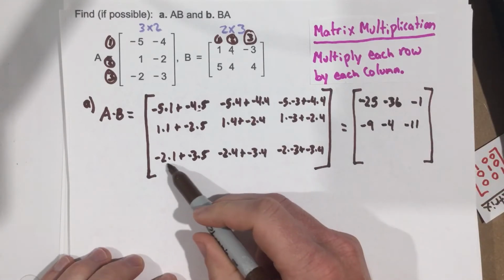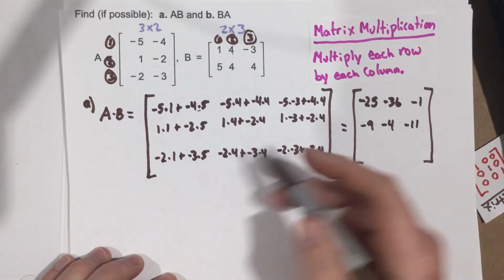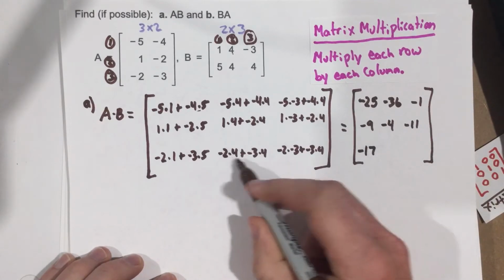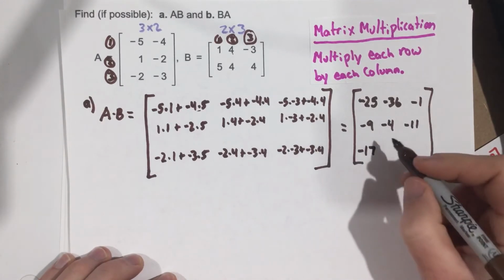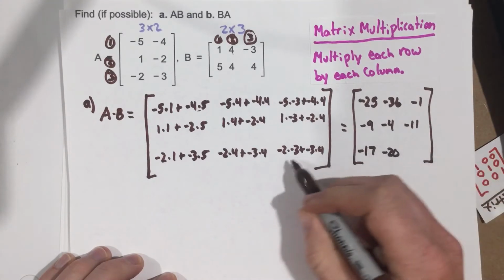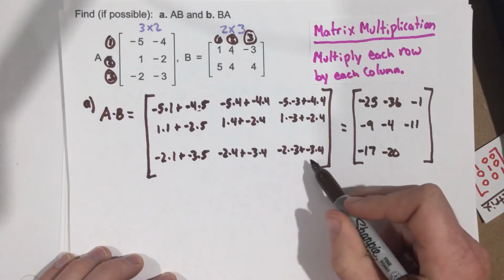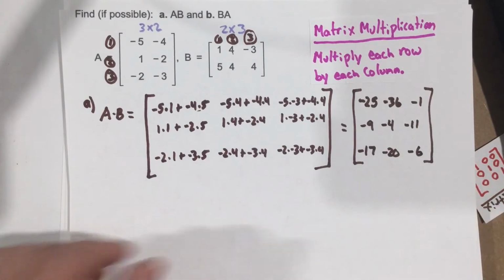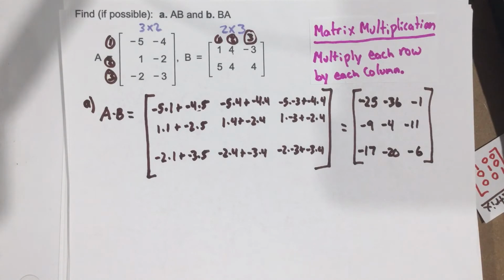This is negative 2 minus 15, so negative 17. Negative 8 minus 12, negative 20. And 6 minus 12, negative 6. And that's the solution for A times B.